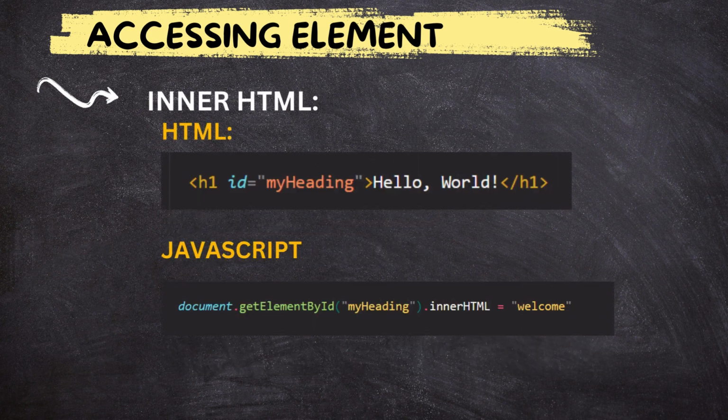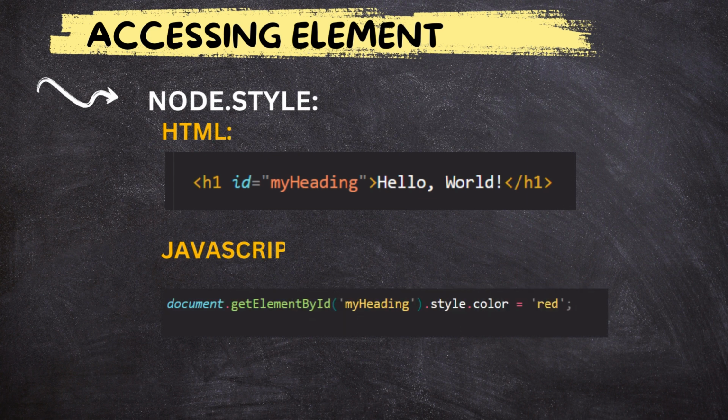And after this, we have a property node.innerHTML. This property gets or sets the HTML content of the specified node. For example, if we want to change the text of the heading element. And then we have node.style. This property gets or sets the CSS style of the specified node. For example, if we want to change the color of the h1 element to red, we can use document.getElementById dot style dot color equals red.